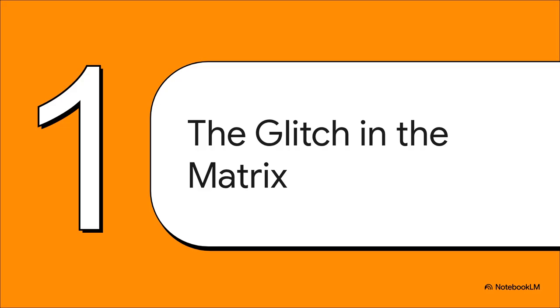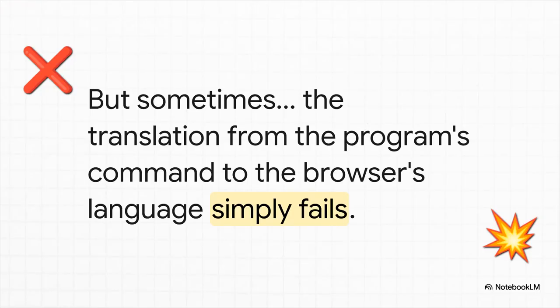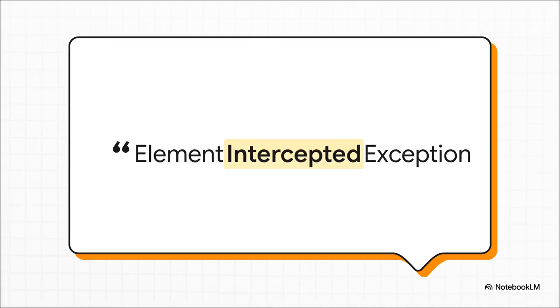Now, most of the time, this translation works perfectly. It's seamless. But every once in a while, you get a little glitch in the matrix. The command gets sent out, but for a whole bunch of reasons, that translation into JavaScript just doesn't happen. The message gets lost. It's like a dropped call between the program and the browser. And when it fails, developers get hit with this really frustrating roadblock. It's called the element intercepted exception. And trust me, it's one of those errors that can just bring an entire automated process to a grinding halt.